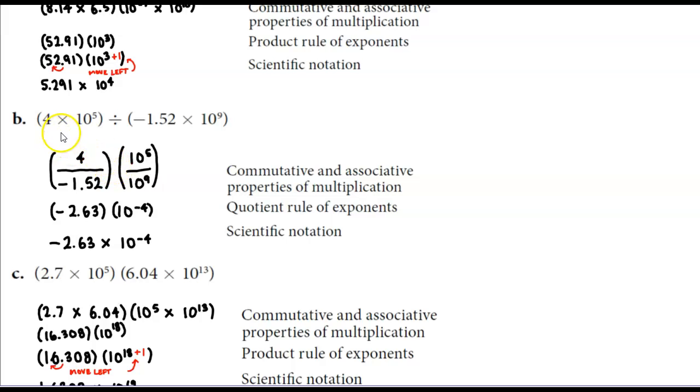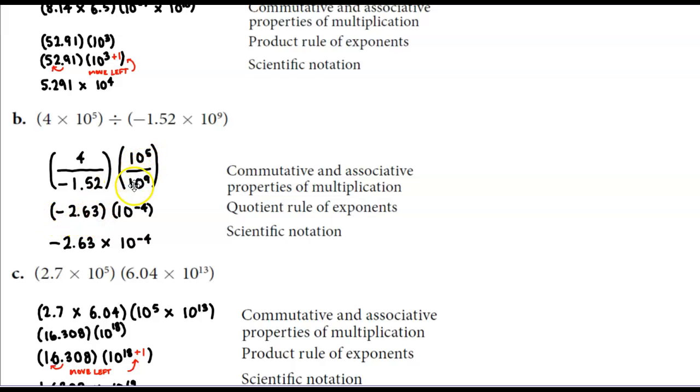Next, we have 4 times 10 to the 5th divided by negative 1.52 times 10 to the 9th. So now we're doing division. So we're taking 4 and dividing it by negative 1.52, and 10 to the 5th divided by 10 to the 9th. Now 4 divided by negative 1.52 gives us a number of negative 2.63.